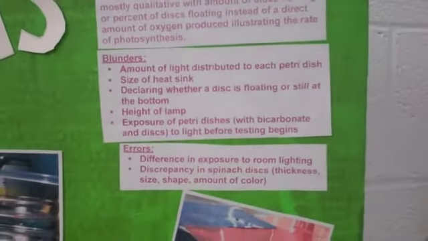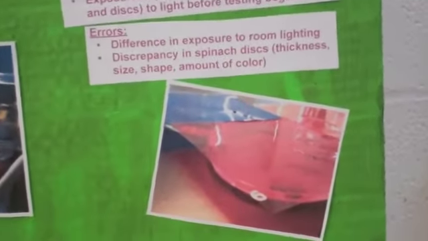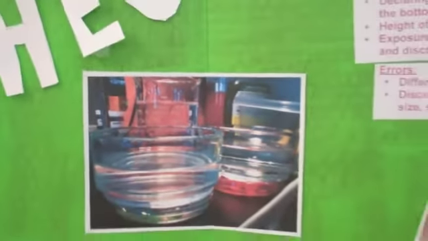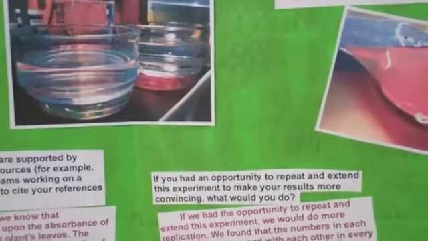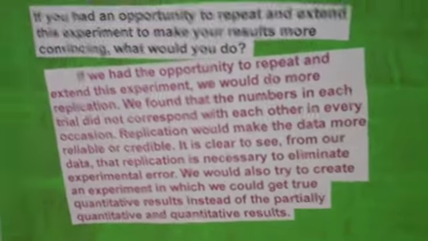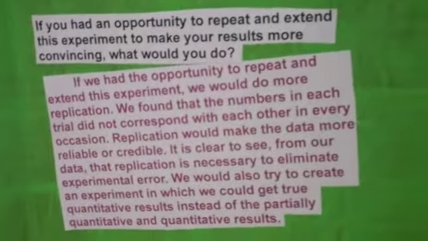Some of our errors were the difference in exposure to room lighting, discrepancy in spinach disc in thickness, size, shape, and amount of color. If we had the opportunity to repeat and extend this experiment, we would do much more replication. We found that the numbers in each trial did not correspond with each other in every occasion. Replication would make the data more reliable or credible. It is clear to see from our data that replication is necessary to eliminate experimental error.